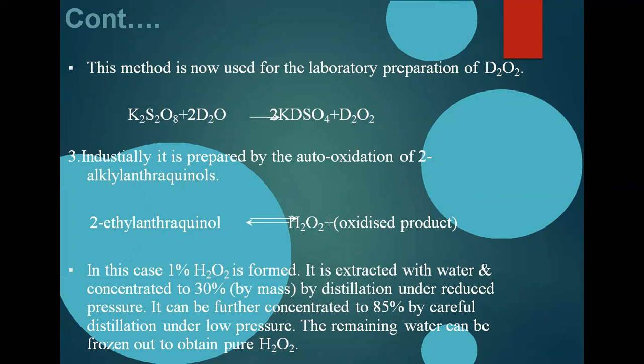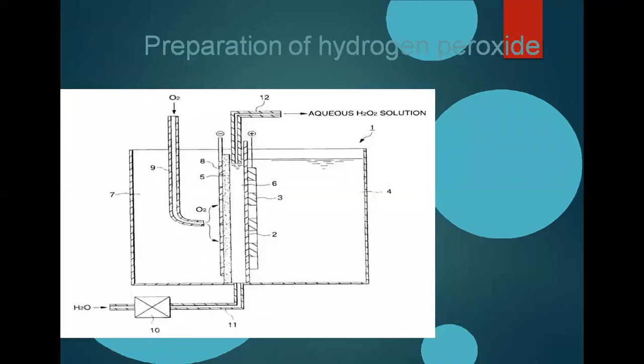In this case, 1% H2O2 is formed. It is extracted with water and concentrated to 30% by mass by distillation under reduced pressure. It can be further concentrated to 85% by distillation under low pressure. The remaining water can be frozen out to obtain pure H2O2. This is how we can prepare hydrogen peroxide industrially.